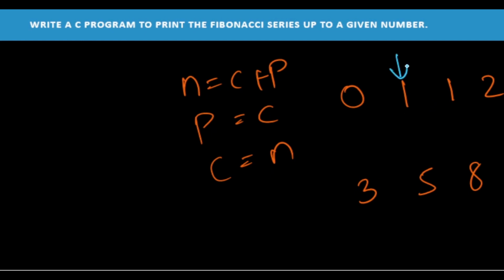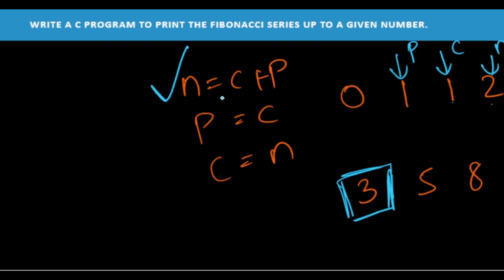For example, here is the previous and here is the current and here is the next. Now I need to calculate value 3. How do I need to calculate? It is the sum of 2 plus 1, right? The line is here, it is executing here. N is equal to C plus P. N is 2 is equal to 1 plus 1. I got this. Now next. P is equal to C means P will be erased and it will be pointing to C. Okay. Now next. C is equal to N means I need to erase C. I need to keep C equal to N, meaning C holds the value of N.